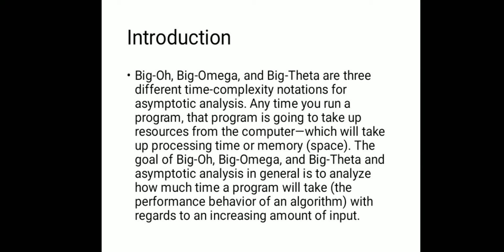So, Big O is an upper asymptotic bound for an algorithm. Ito ay mahalaga sa pag-evaluate ng worst case performance. Samantalang ang Big Omega is a lower asymptotic bound for an algorithm. Mahalaga naman ito sa pag-evaluate ng best case performance sa algorithm. And it is essentially the opposite of Big O.